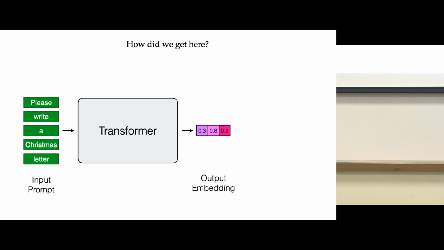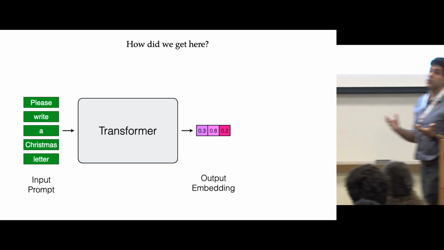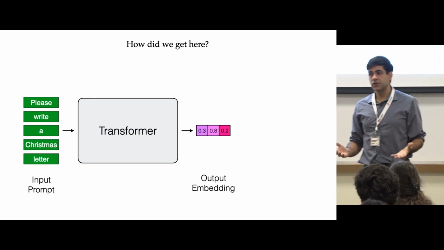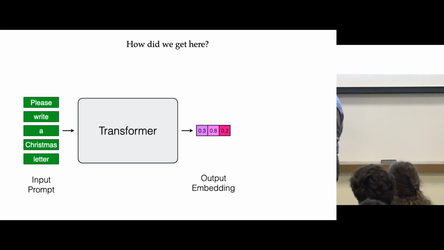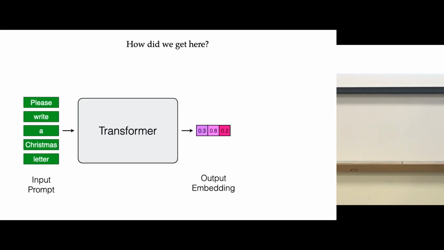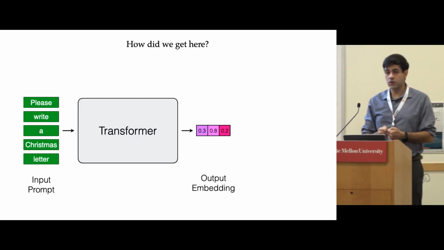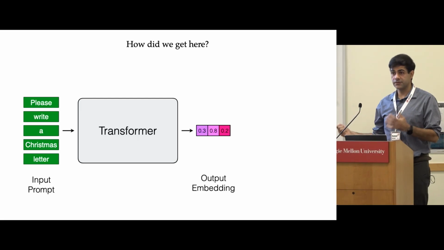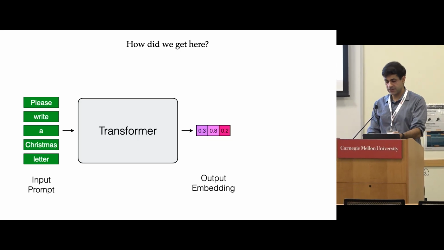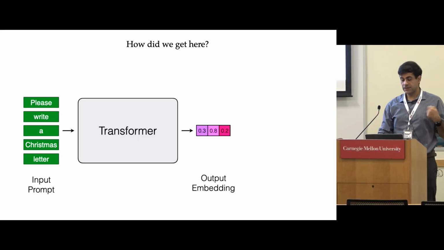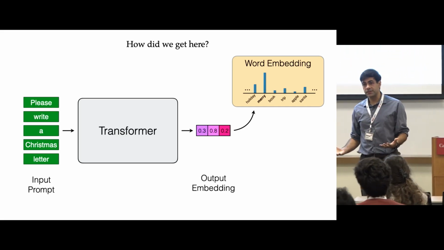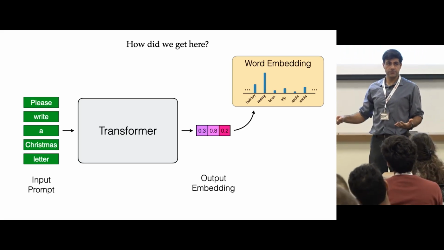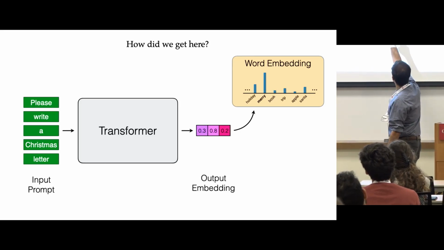The other point is the following. These models are probabilistic models. In the end, you give the model an input prompt, for example, "Please write me a letter." It goes through the model. To generate the next token, the model first computes what we call an output embedding of the next token, which is just a vector of numbers. From this output embedding, the model computes a probability distribution on the next token.